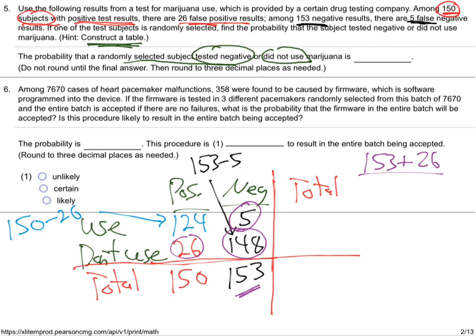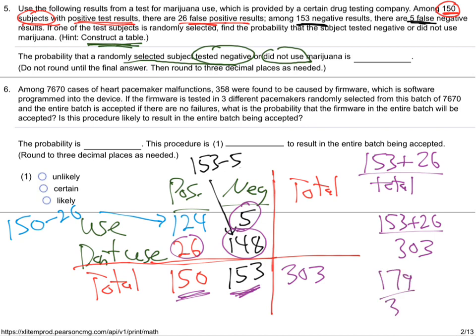That good? Yeah. Over whatever the total is. And the total means, it's 303. I can tell because these two total up. It's got to be 303. 150, 150, 300, 303. So it's 153 plus 26 over 303. Whatever that is, 179 over 303. I'm getting 0.591. 3 places, yeah, 0.591.